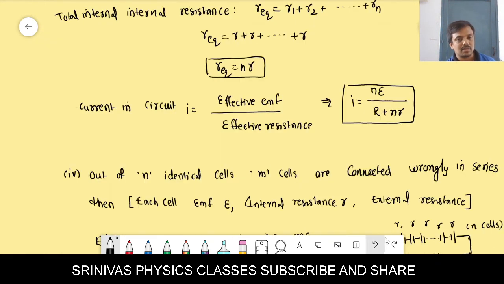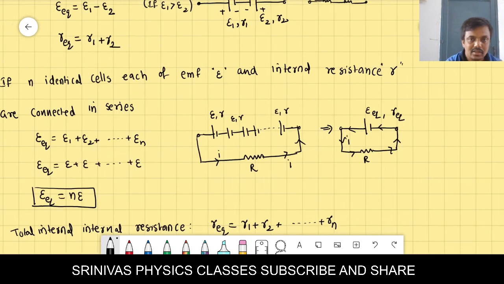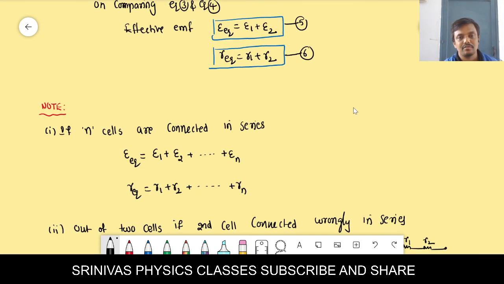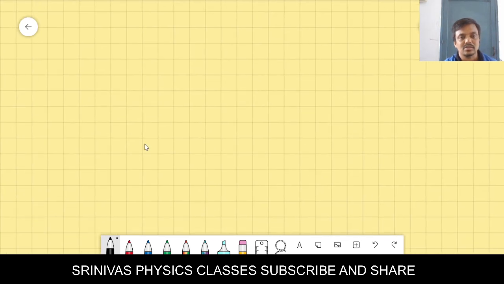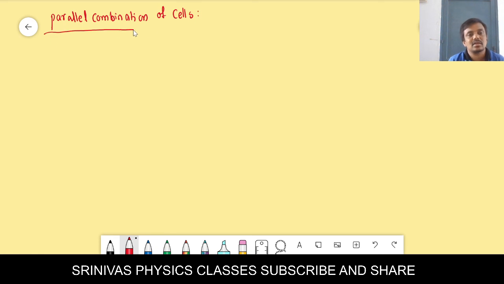This is about series combination. Whatever we discussed till now is the series combination of cells. Next we will go for the parallel combination of cells. Today we can complete the parallel combination also. How to connect the cells in parallel combination? What is the total EMF in the parallel combination? And what is the total resistance in the parallel combination? That I am going to explain.